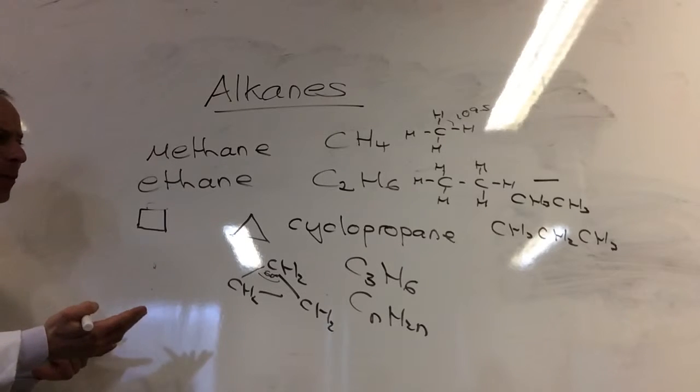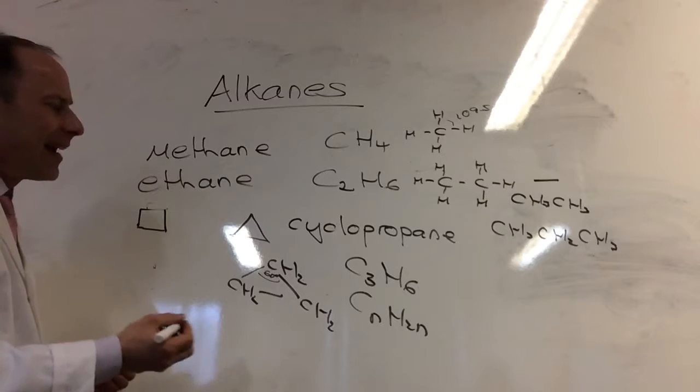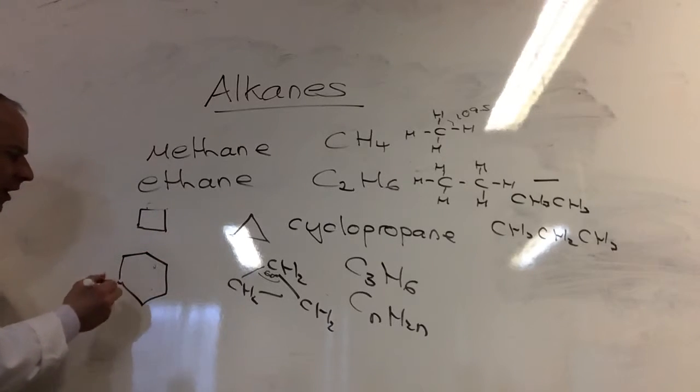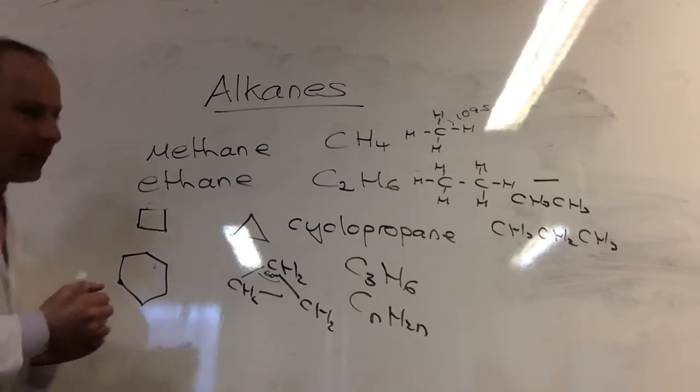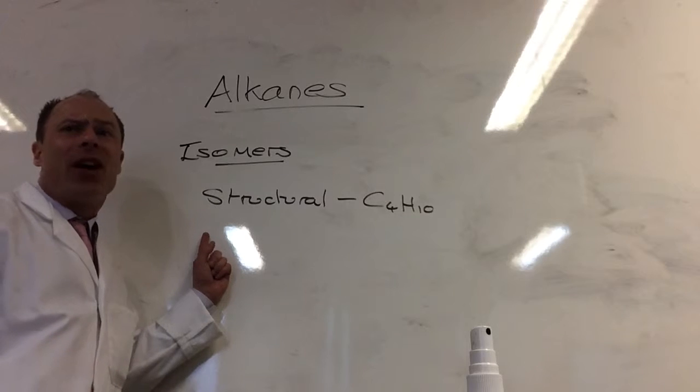They become more stable when you look for cyclopentane or cyclohexane, which is the most common one. Like so, they're generally happy. Like so. Okay. So, for the alkanes, you can have isomers.